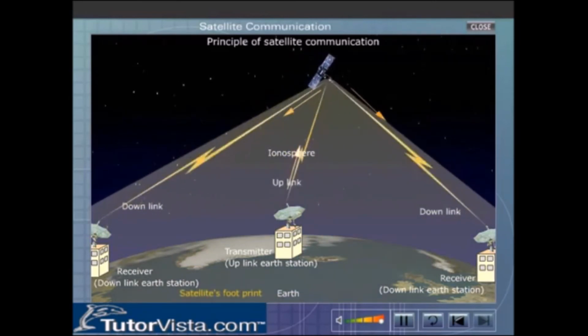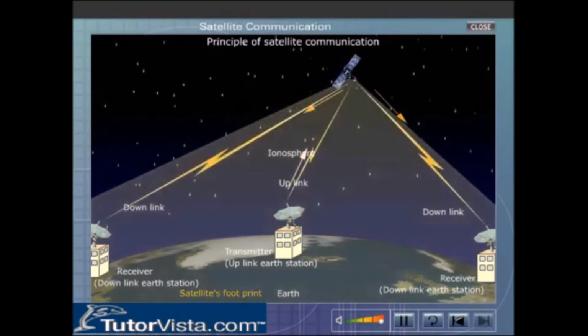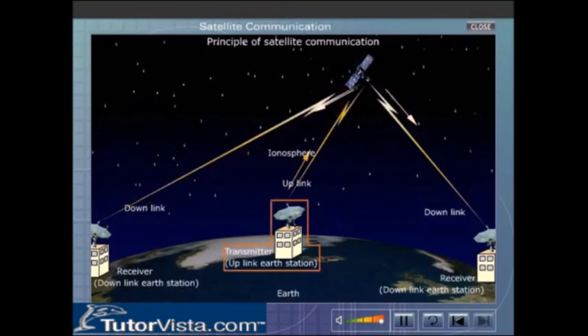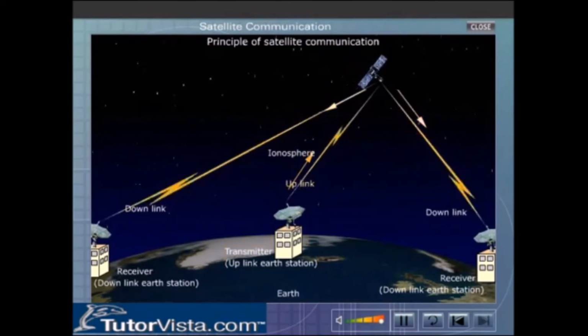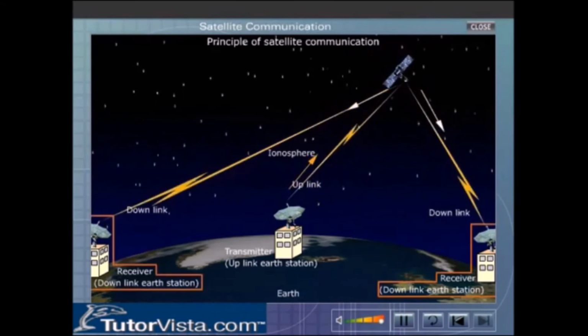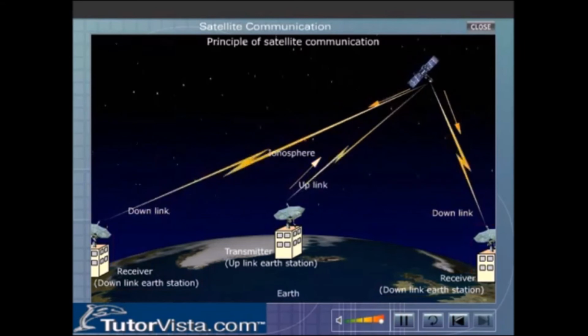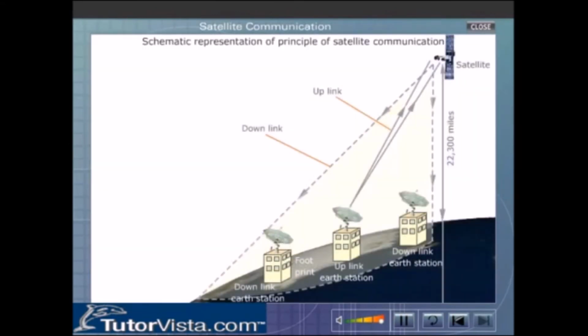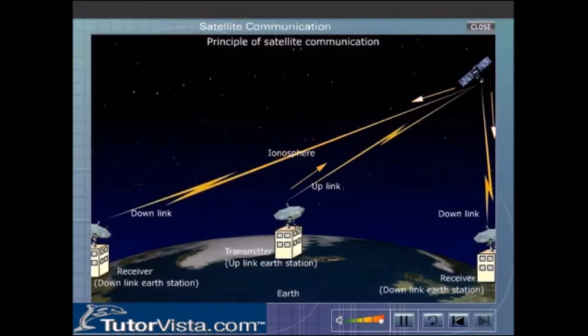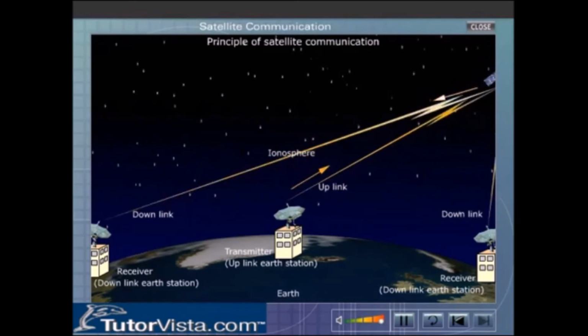The area which receives the signal from the satellite is known as the satellite's footprint. The transmission system from the Earth station to the satellite is called the uplink, and the transmission system from the satellite to the Earth station is called the downlink. Here you have the schematic representation of the principle of satellite communication. To avoid confusion, the uplink and downlink frequencies are kept different.